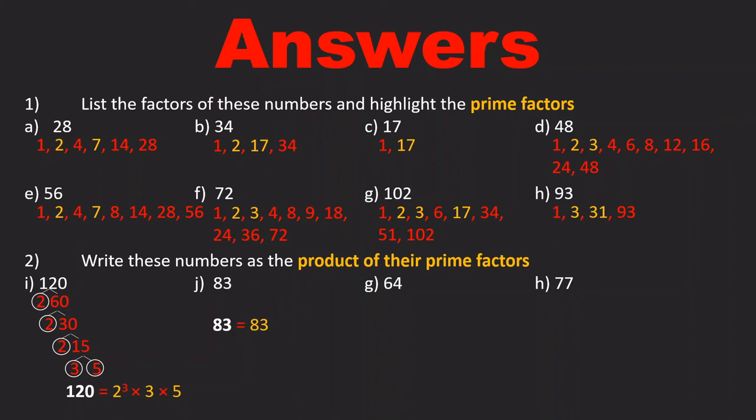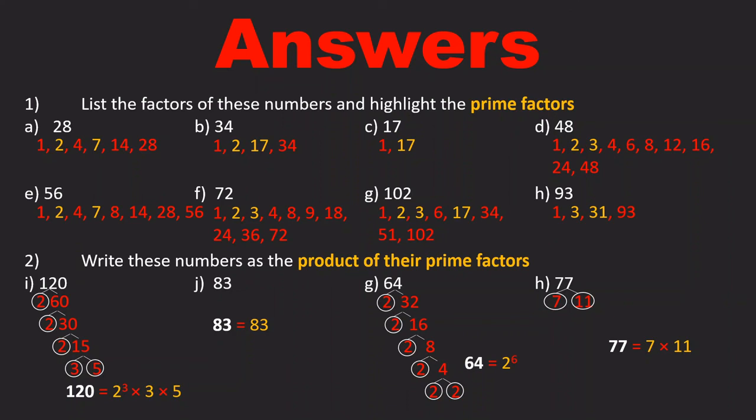Question G, 64, splitting that down into its prime factors, it divides by 2, divides by 2 again, divides by 2 again. How many times do we divide by 2? Count all of your prime factors. That's how many 2's you've got there. 64 is the same thing as 2 times itself 6 times, or 2 to the power of 6. Question H, 77, doesn't divide by 2, 3, or 5, but it does divide by 7. And 7 is prime, and so is 11. So 77 is equal to 7 times 11 as a product of its prime factors.